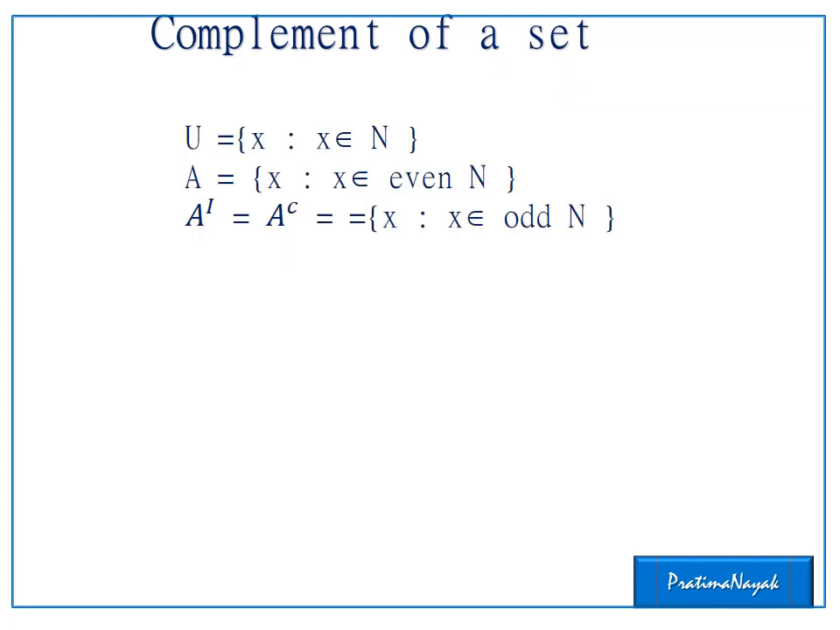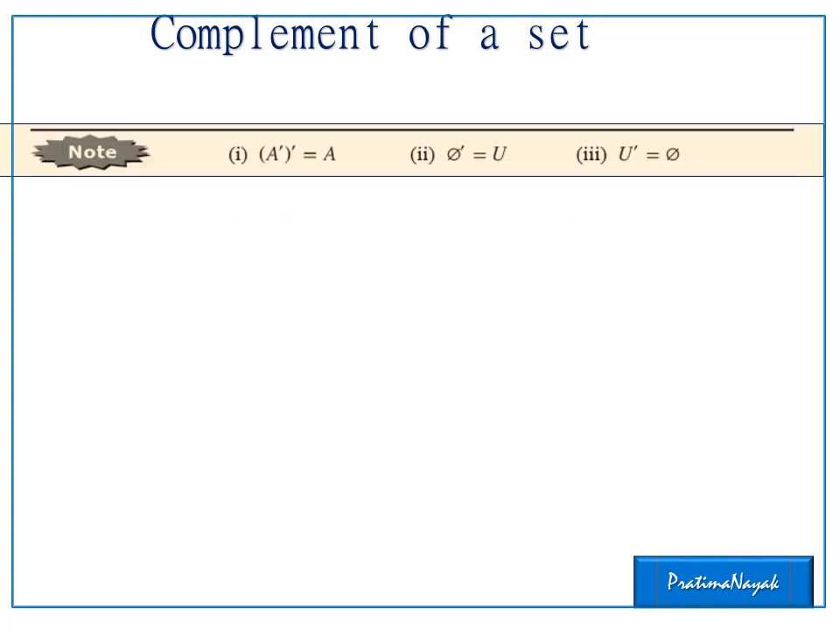Let us take another example. Here universal set is set of natural number. So it is written in set builder form. It is set of all x, x belongs to natural number. Let A be the set of even number. Then A complement will be what? Yes, it will be odd natural numbers. So some facts to note: complement of a complement is same set. Complement of null set is universal set. Complement of universal set is null set.